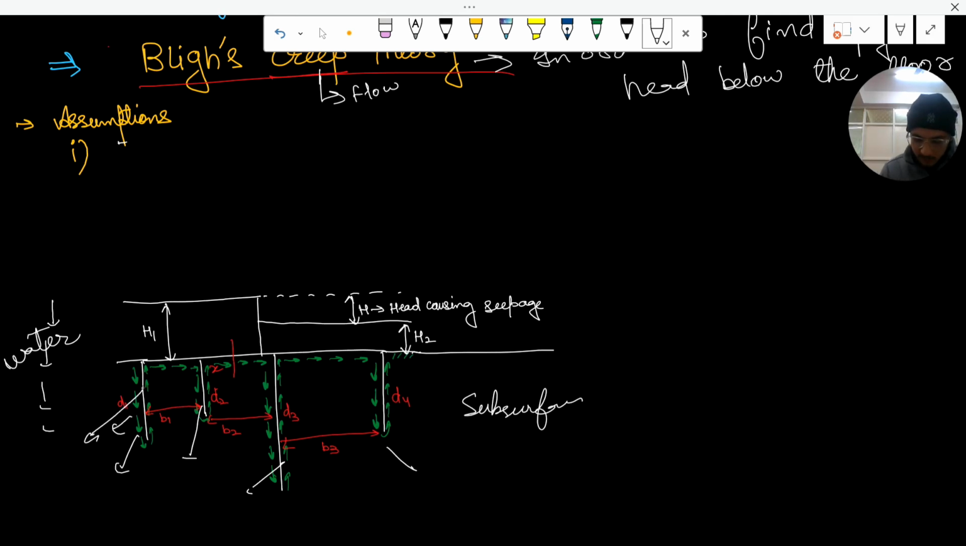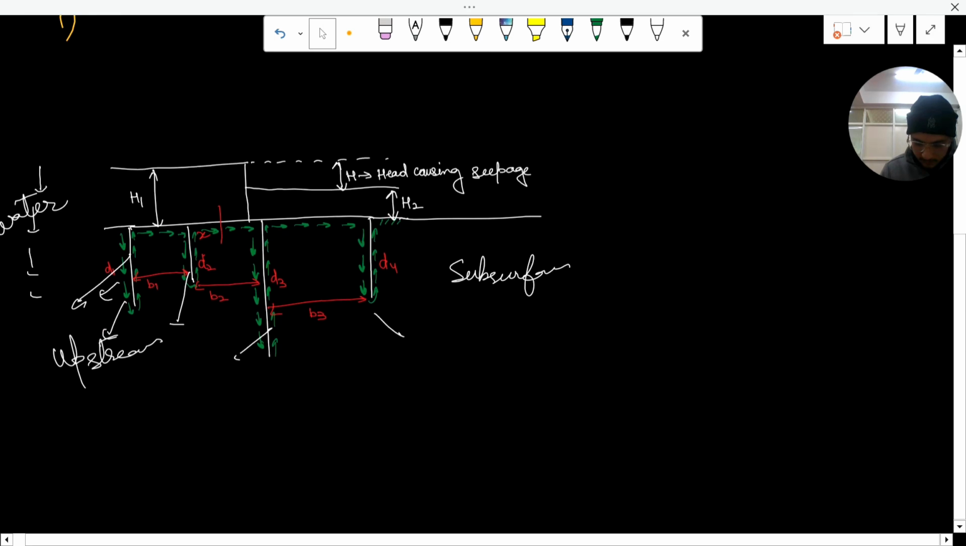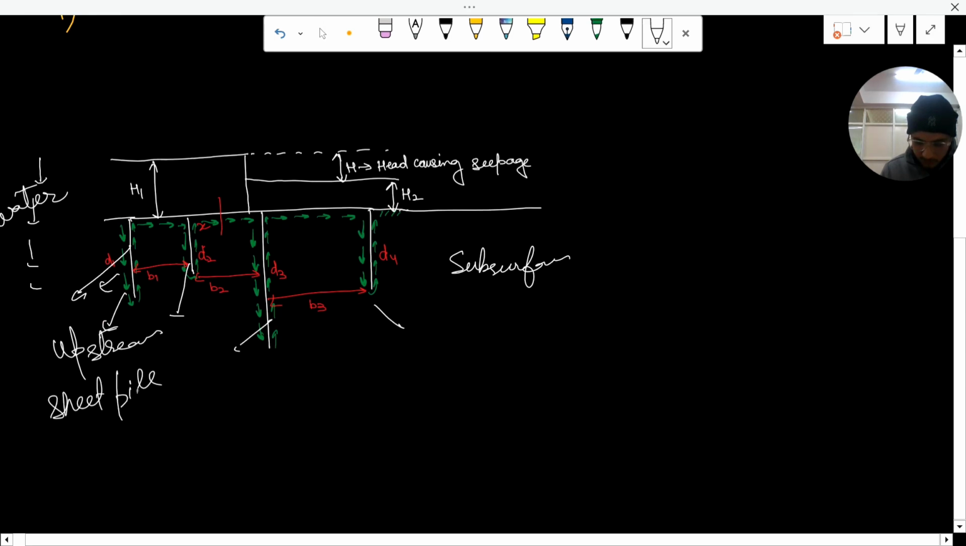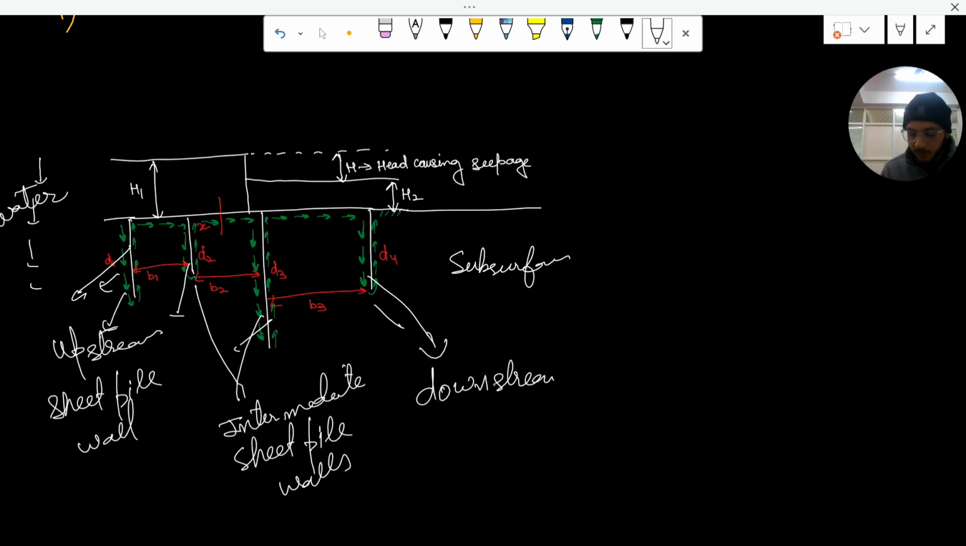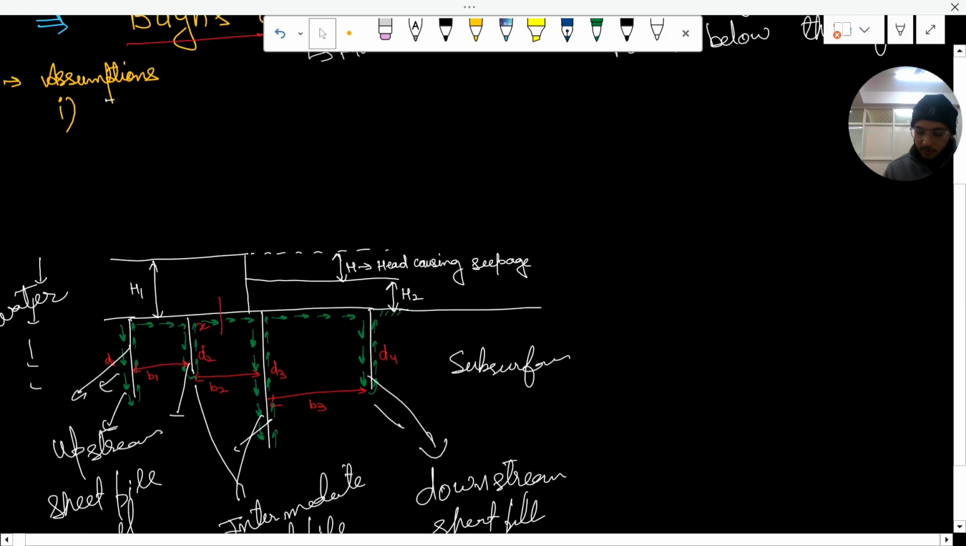Let's just say this is our upstream sheet pile wall, these two are our intermediate sheet pile walls, and this is our downstream sheet pile wall, right? Now, this is the first assumption. The water that percolates below the subsurface will follow the base profile of the floor. So we're going to write this down.